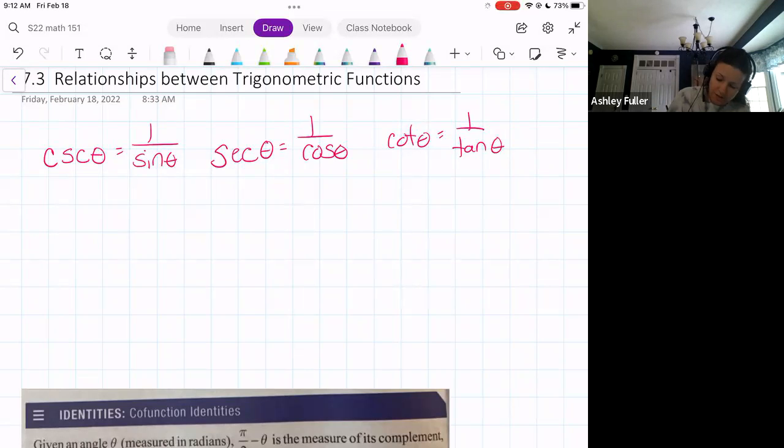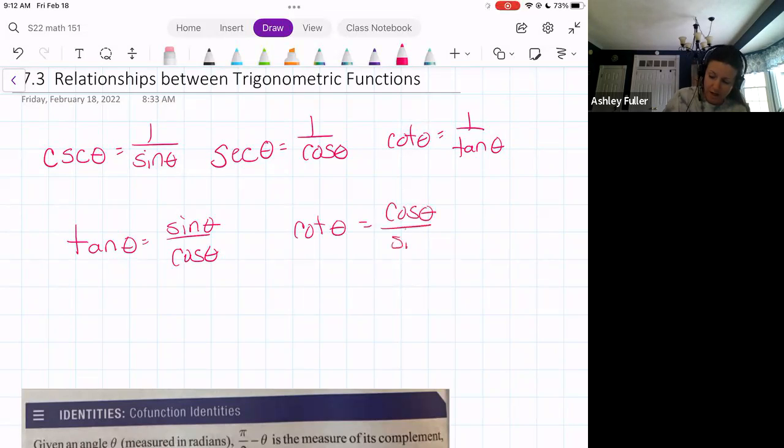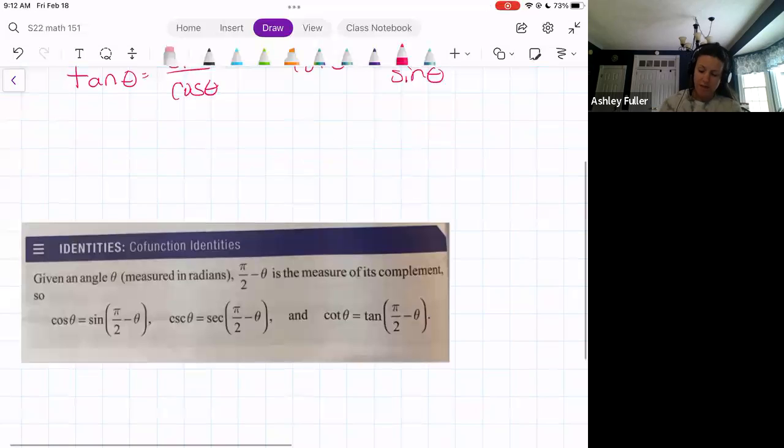We've also noted previously that the tangent of theta is sine over cosine, which leads us to the cotangent of theta being the cosine over sine. All of these are relationships that you'll use on a regular basis. One of the other identities that we're going to look at now is the cofunction identities.